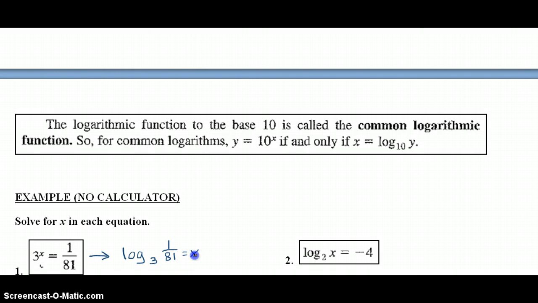equals x. Now you'll notice this is a no calculator question. You may be asking yourself, how can I do that without a calculator? Hopefully you recognize 81. 81 is 3 to the 4th power, which means 1 over 81 is 3 to the negative 4th power. Therefore, our logarithmic equation is log base 3 of 3 to the negative 4th power equals x. And we had a property that was just mentioned earlier that said if you have log base a of a to the x power, then x is what the power is. So in this case, the answer is negative 4. So x equals negative 4 is the answer to number 1.